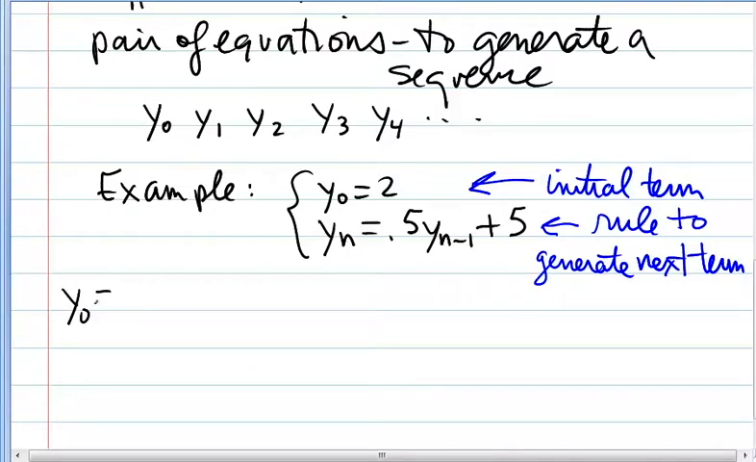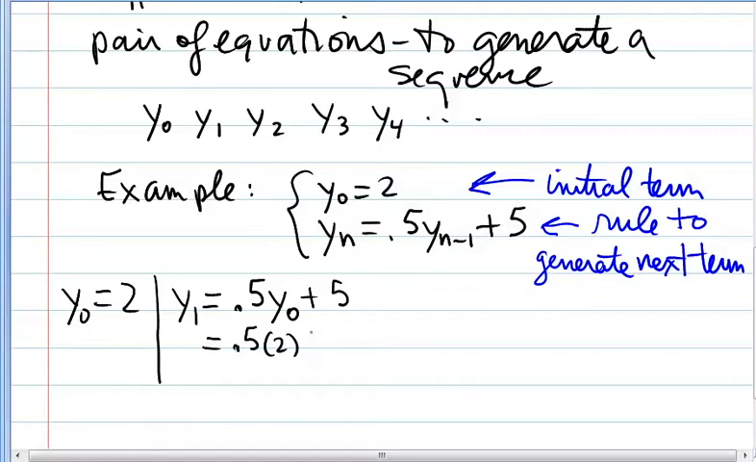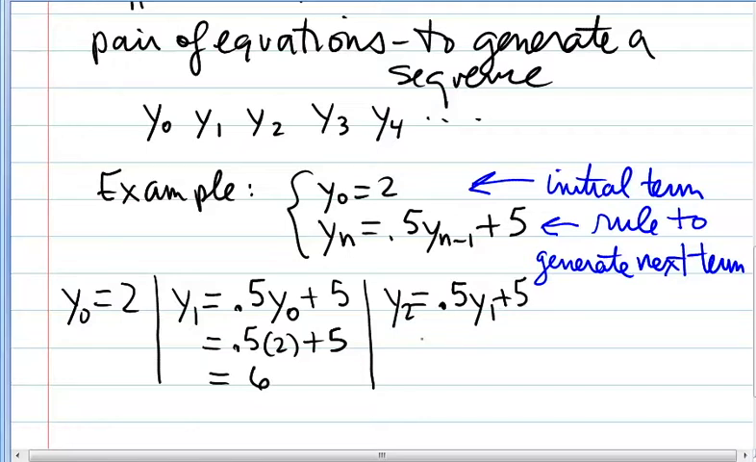We have y0, that's given as 2. y1, I'm going to use the rule here. y1 is 0.5 y0, that's the term that comes before it, plus 5. And in this case, y0 is 2. So half of 2 is 1. 1 plus 5 is 6. There's my y1. y2 is 0.5 times y1, the term that comes before it, plus 5. So that's 0.5. We found y1 to be 6. Plus 5. I get 3 and 5, that's 8.